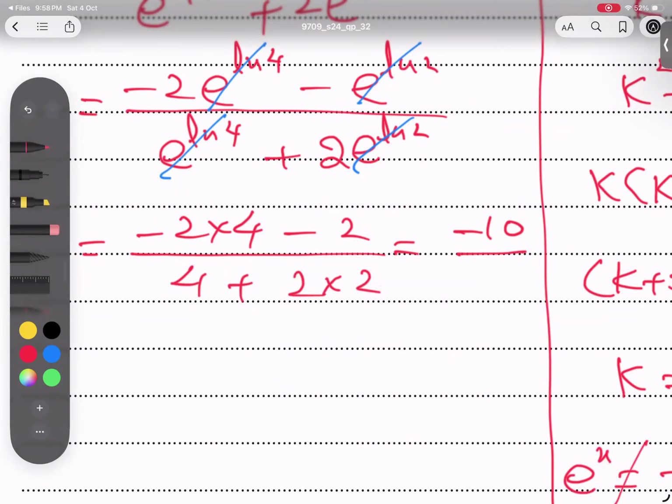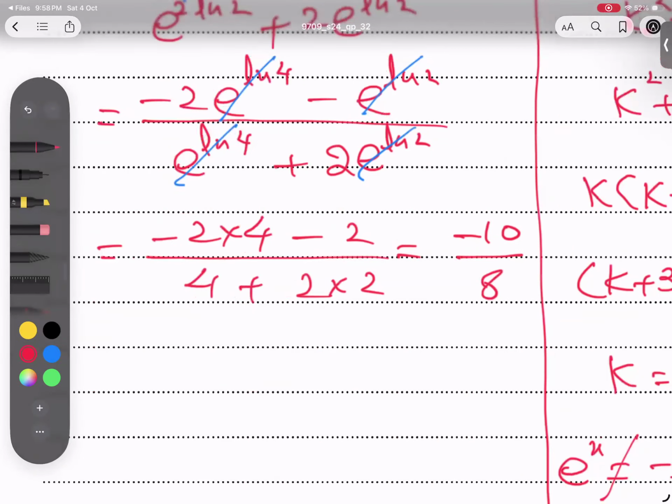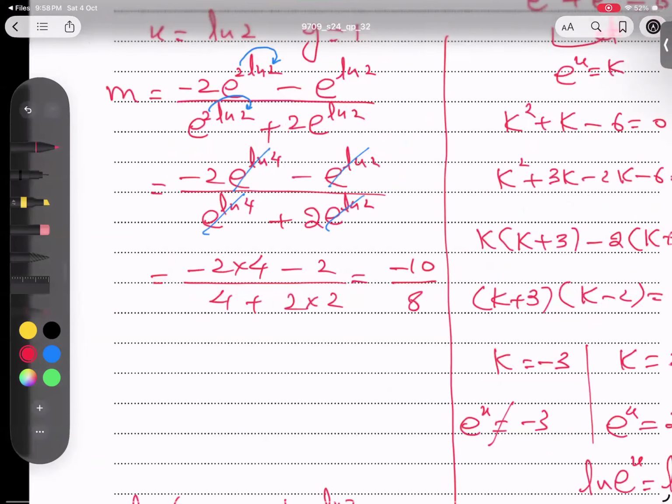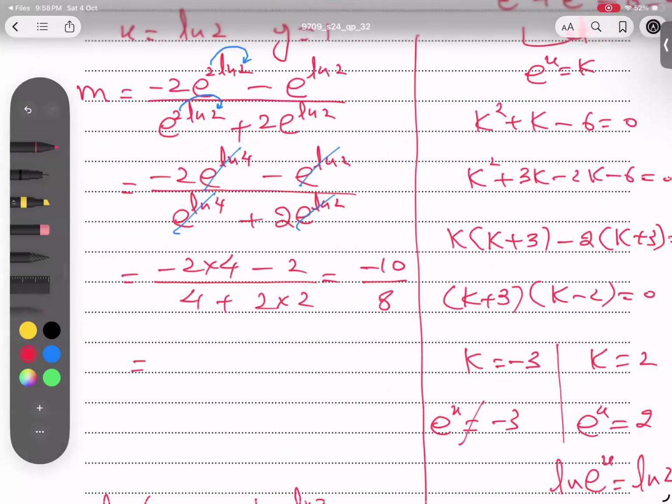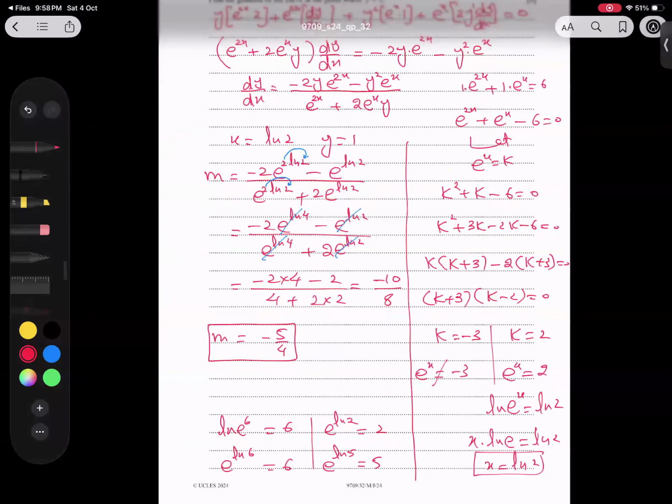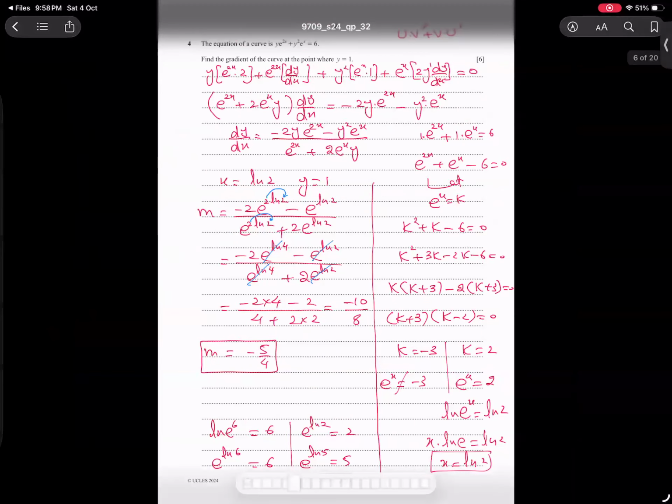So I think the idea is very clear. And the final answer turns out to be 2 5s and 2 4s. So I got the gradient. Alhamdulillah Rabbil Alameen. I believe the point is very clear and the question is completely over.